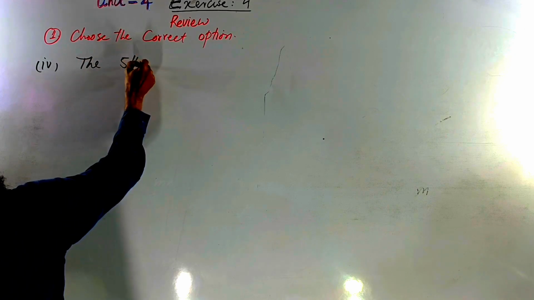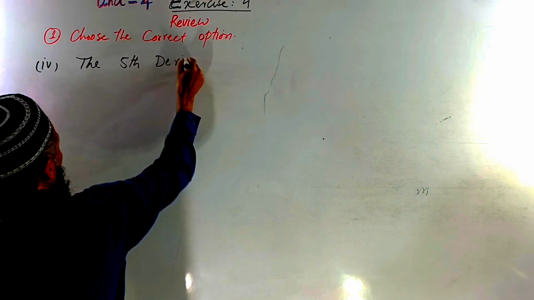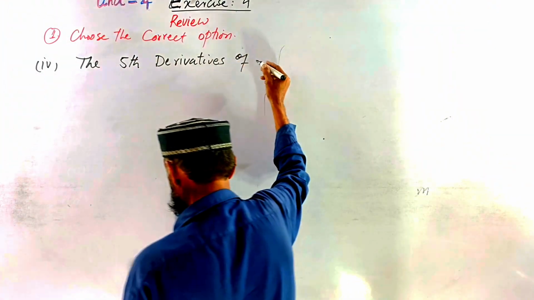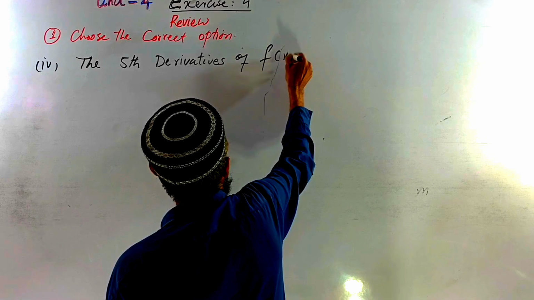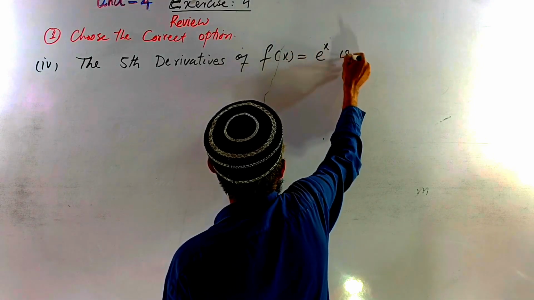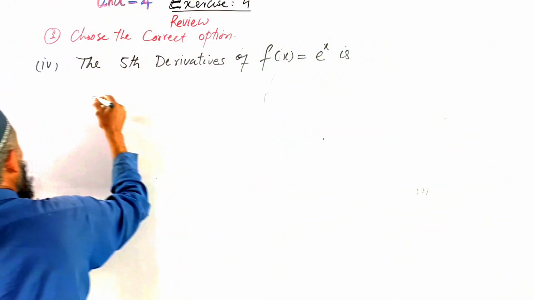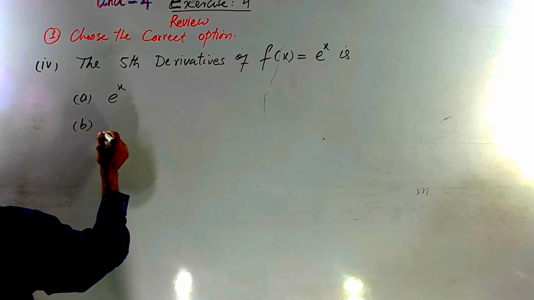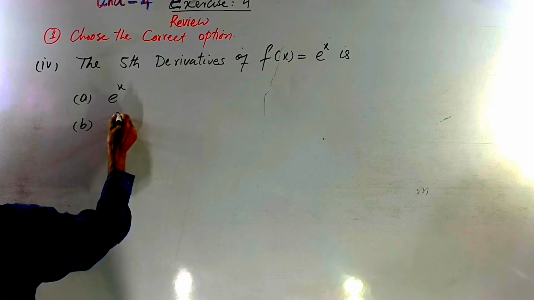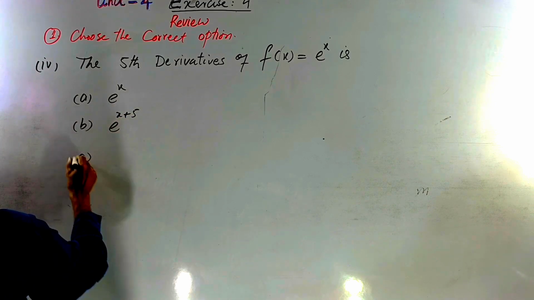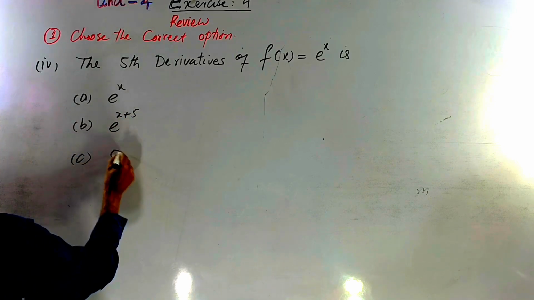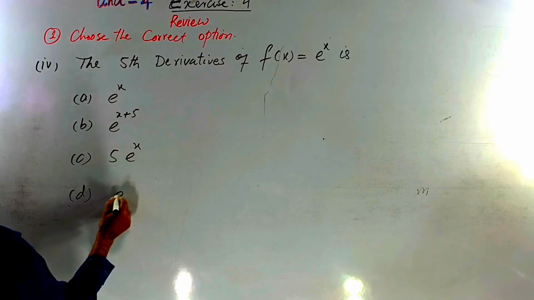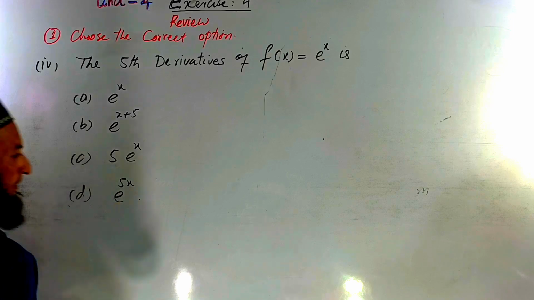The fifth derivative of f(x) is equal to e power x is: option A, e power x; B, e power x plus 5; C, 5 e power x; and D, e power 5x.